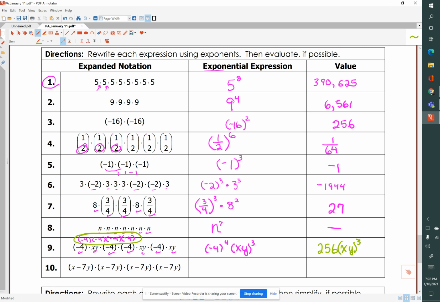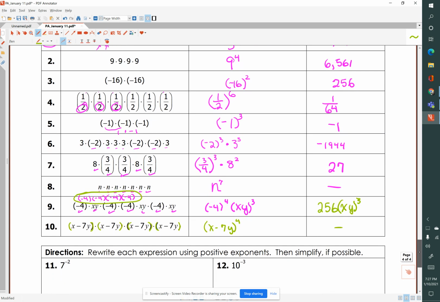And finally, number 10, we have x minus 7y. It's a quantity, it's in parentheses, and it's multiplied by itself 4 times, which would be x minus 7y, parentheses, to the fourth power, and we are not able to find a value for that unless we were to substitute x and y for a value.